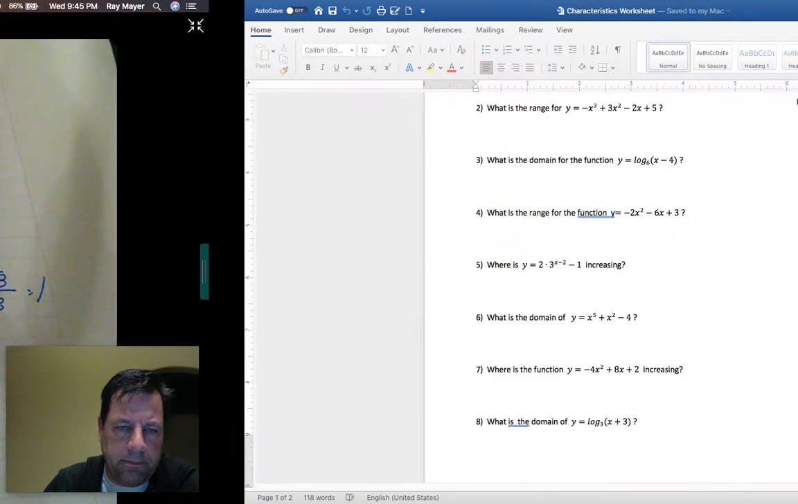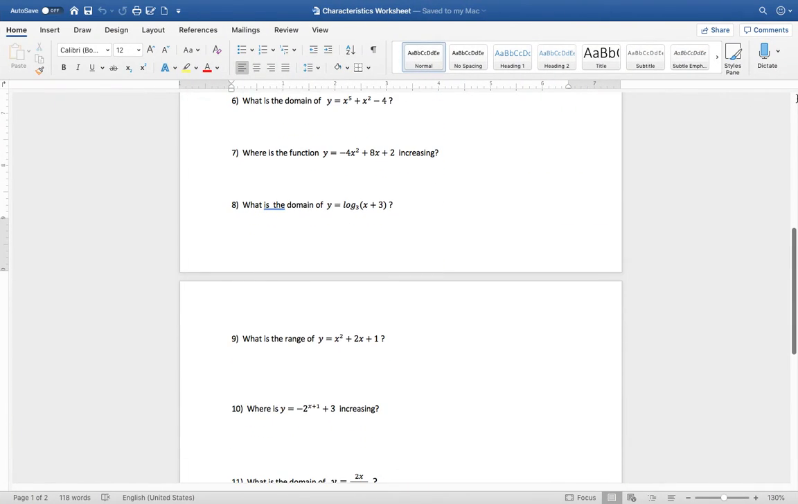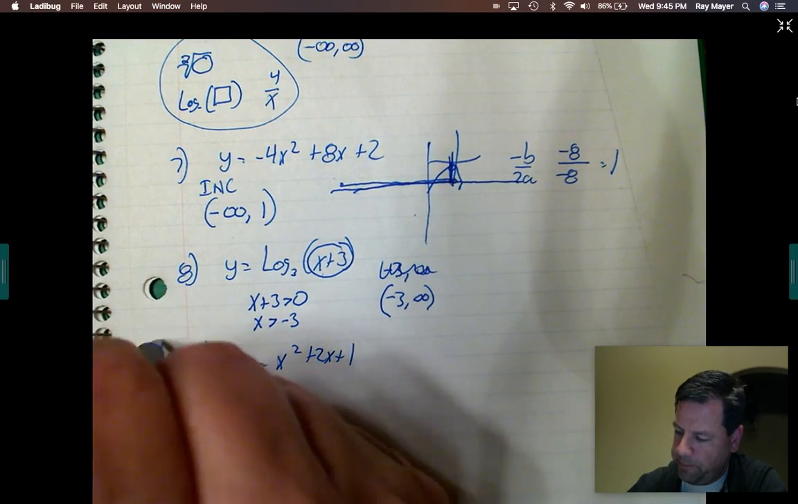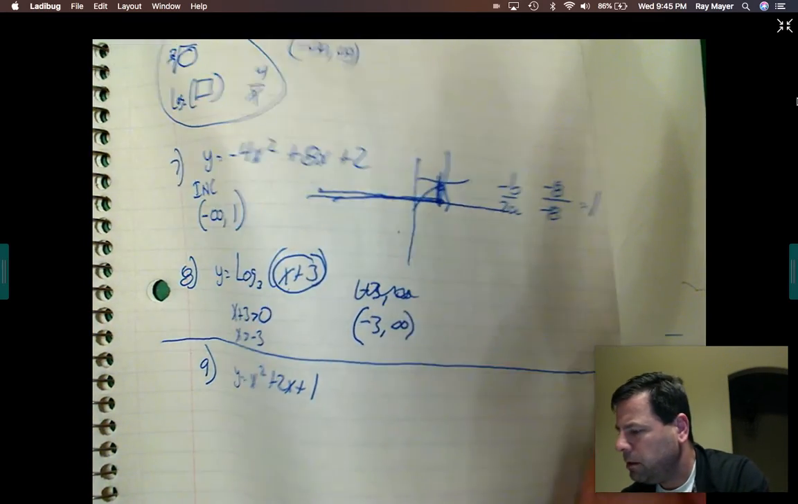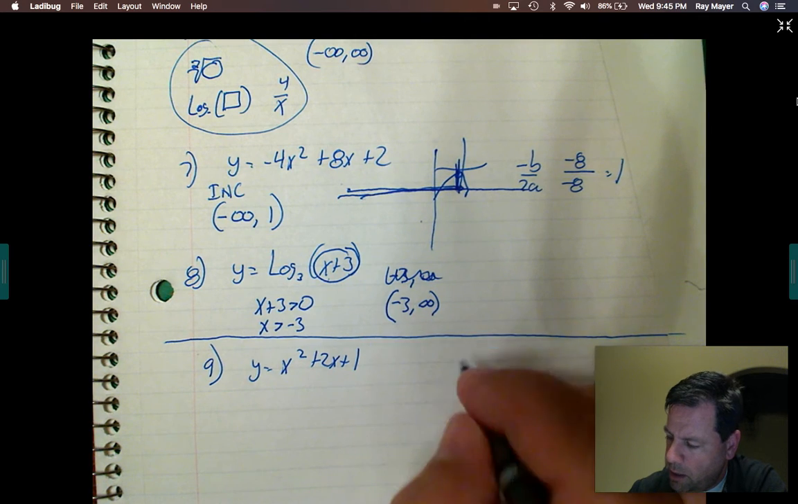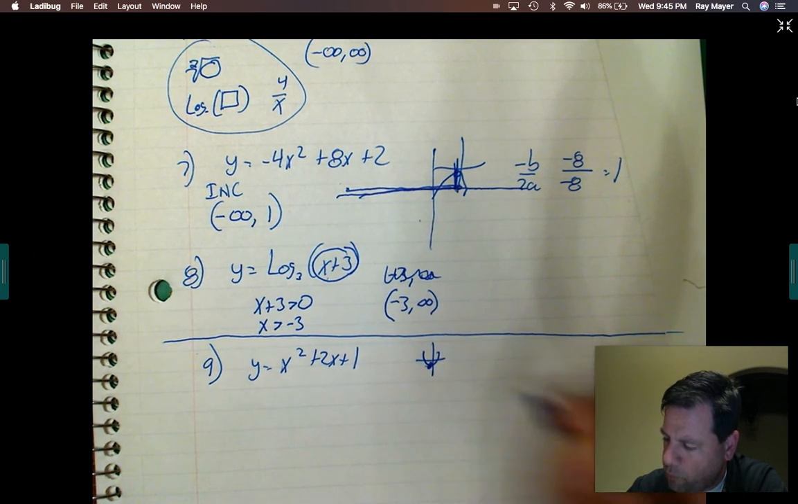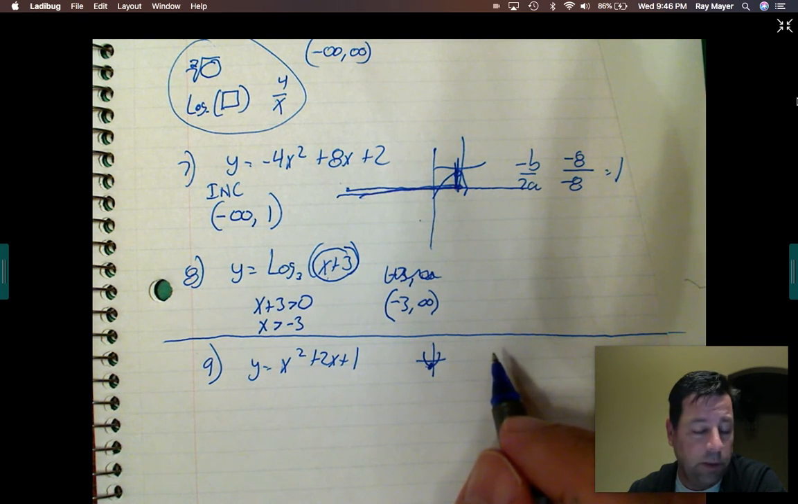Number 9. I hope this didn't take y'all a real long time to do. What is the range? All right, y equals x squared plus 2x plus 1. What is the range? All right, y values. This is a parabola that opens up, so the range is going to go from that bottom vertex. Again, we're looking for the y value because it's the range, the only time we're going to put y values.